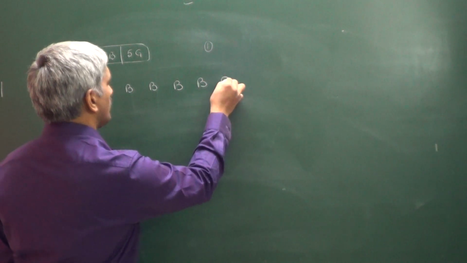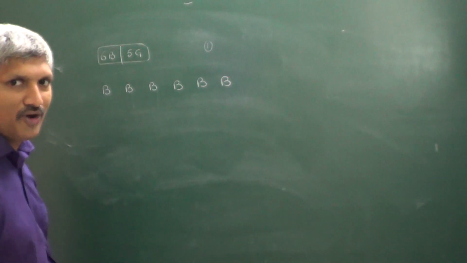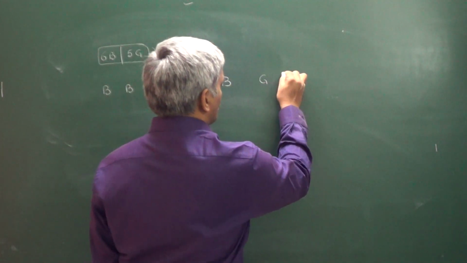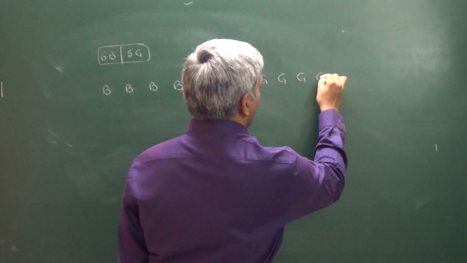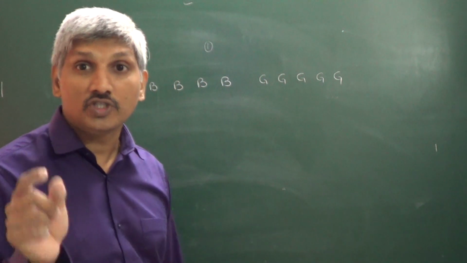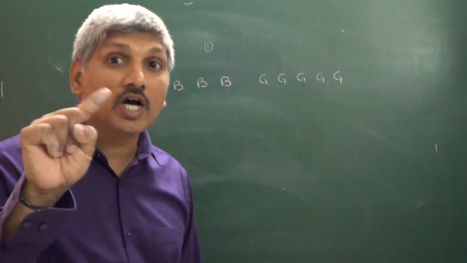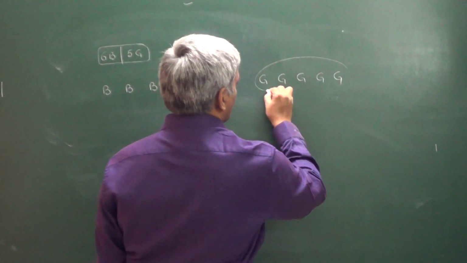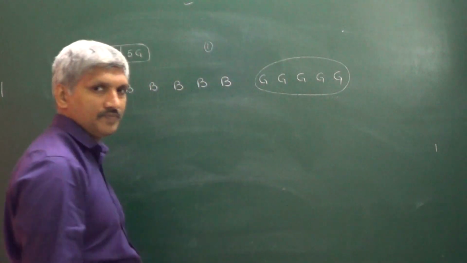Total 6 boys. No doubt they are all different boys, you can't say identical. Total 5 girls are there. What is the question saying? All the girls sit together. That's why all these 5 girls are considered as one unit.